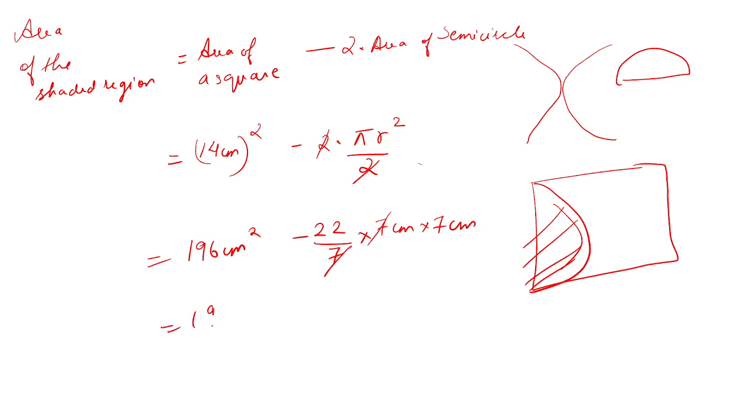So 196 centimeter square minus 22 into 7, which is 154. Centimeter into centimeter is centimeter square. So 196 centimeter square minus 154 centimeter square is going to be 42 centimeter square. And this is your answer.